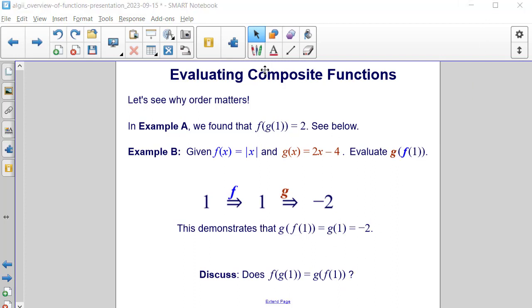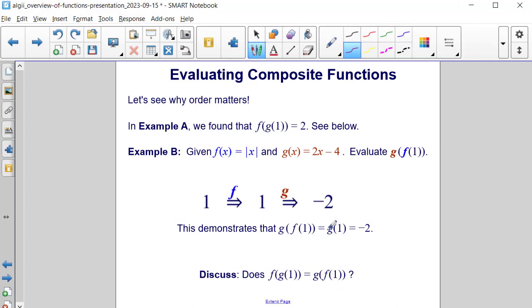So we know that g of f of 1 that we just found is equal to negative 2. But we also found that f of g of 1, that was 2 times 1, 2 minus 4, negative 2. And then we took the absolute value of that, and that was positive 2. These two are not equal to one another, which explains why the order matters with composite functions.